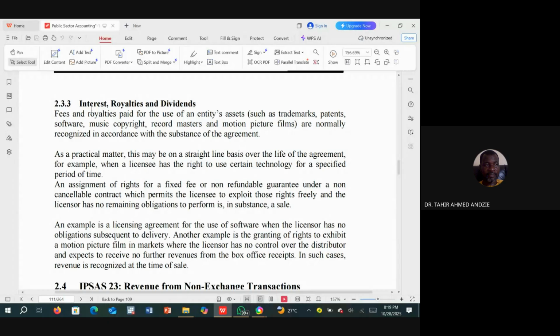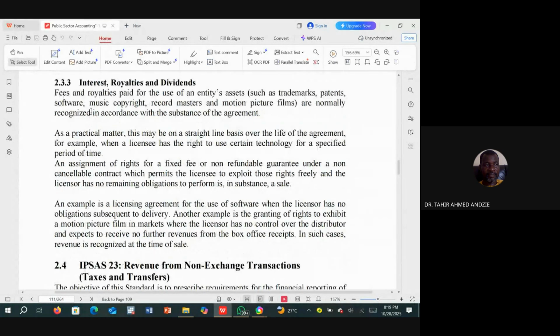When a licensee has the right to use certain technology for a specific period of time, we have an assignment of rights for a fixed fee or non-refundable guarantee under a non-cancelable contract, which permits the licensee to exploit those rights freely, and the licensor has no remaining obligation to perform.